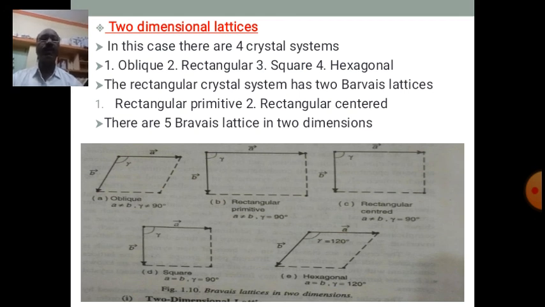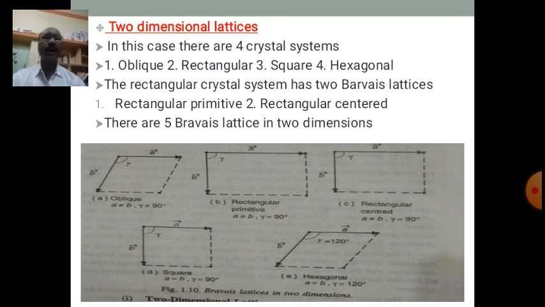Now, let us study 2-dimensional lattices. In this case, there are 4 crystal systems. These are named oblique, rectangular, square and hexagonal. The rectangular crystal system has 2 Bravais lattices. Which are the 2 Bravais lattices? Rectangular primitive and rectangular centered.